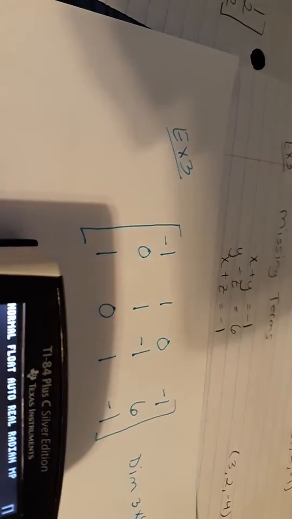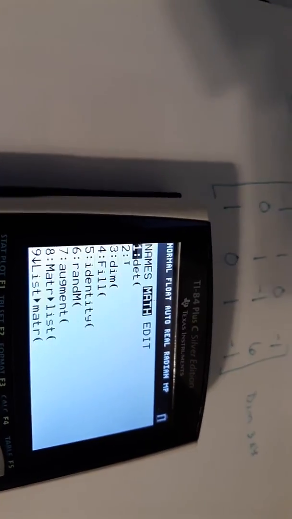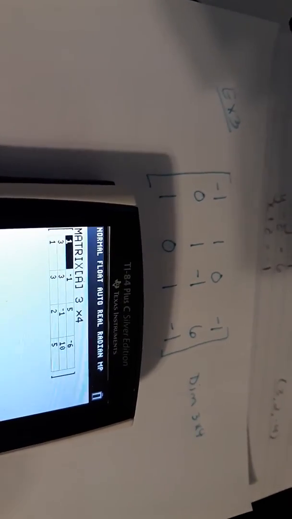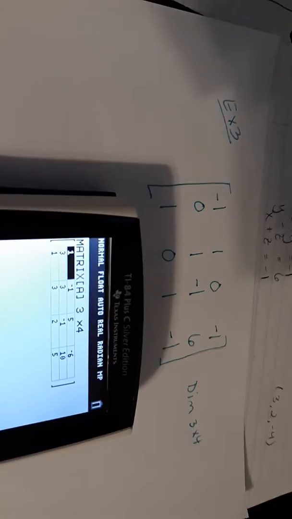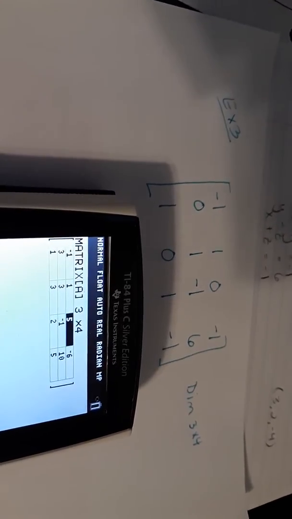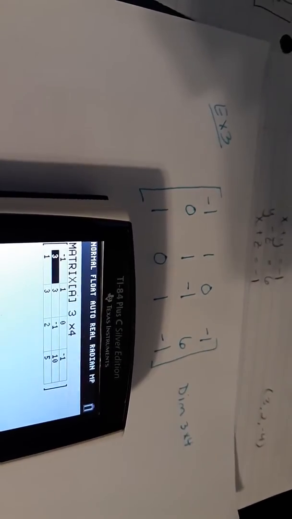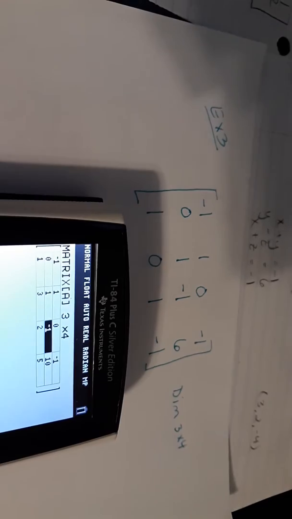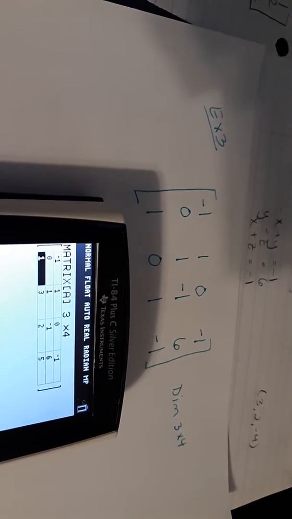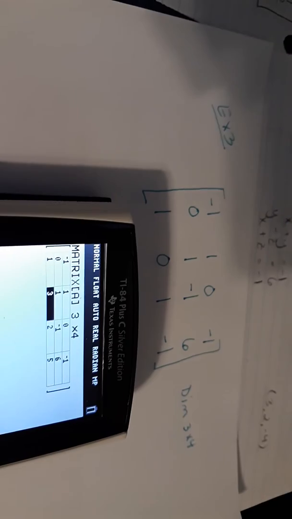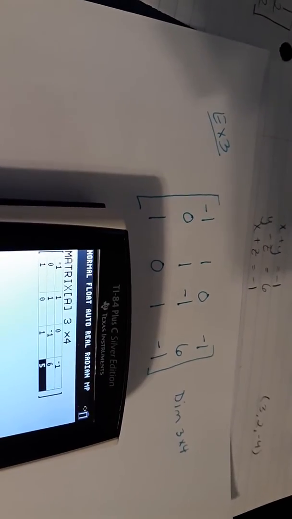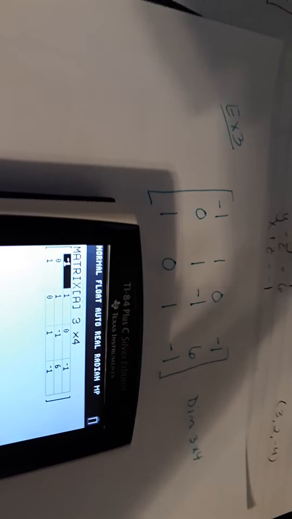Alright, so second matrix. Over to edit first, we have to put in our new numbers. The dimensions are good, so just push enter. -1, enter, 1, enter, 0, enter, -1, enter, 0, enter, 1, enter, -1, enter, 6, enter, 1, 0, 1, -1. So again, before you leave the screen, just double check that all your numbers match your augmented matrix.